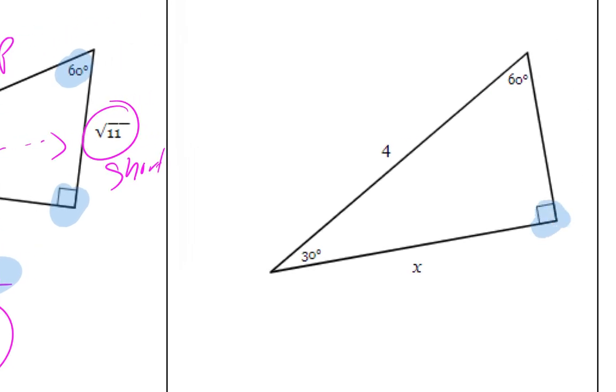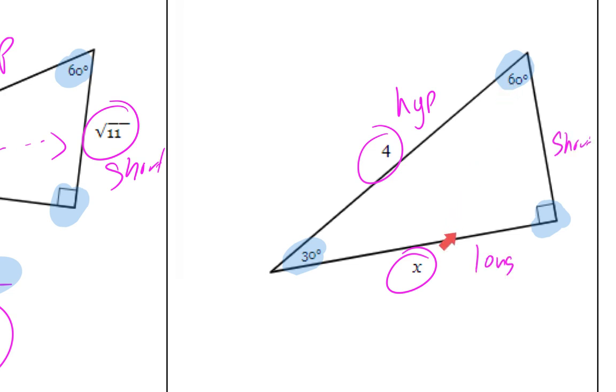Ooh, that's a 30, 60, 90. We know the relationship. We know that this is our hypotenuse, this is the short, and this is the long, because long is across from 60 and 30 is across from short. So what do we know? We're trying to find the long from the hypotenuse.